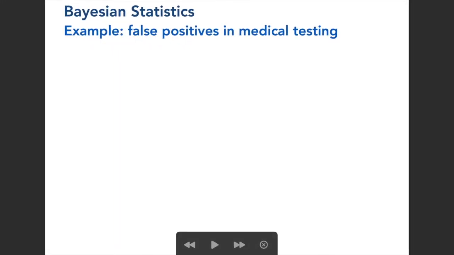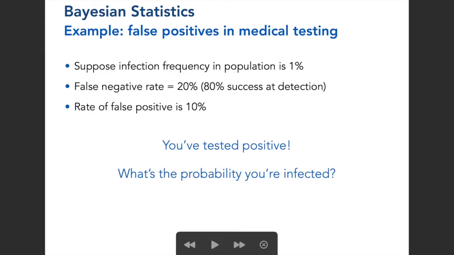Okay, let's work through another example. So here we're going to work with an example of false positives in medical testing. Let's suppose that there's some disease and that the infection frequency in the population is 1%. And that you have some tests that can test whether or not you have this disease. And no test is perfect.